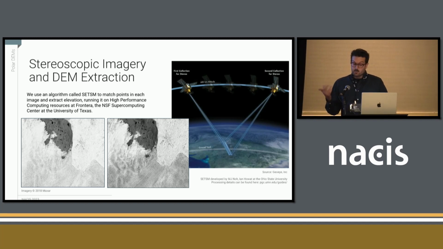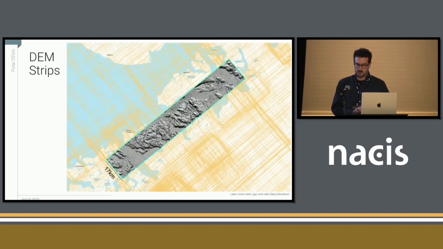Instead of our eyes, we use a point matching algorithm that some very smart collaborators of ours have developed, and a big supercomputer to process these stereo images into time-stamped DEM strips. So this is the output of the algorithm, a DEM strip, specifically one here over Western Greenland. So this is a single point in time over a relatively small geographic area.